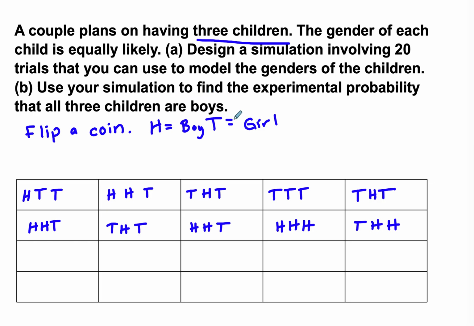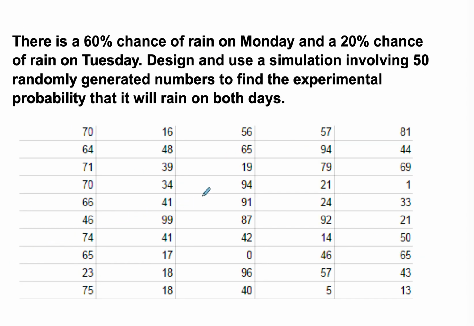Okay, all 3 children are boys. So I have 3 heads here, and that's it. So mine would be 1 out of 10, or 10%. Yours is going to be out of 20, however many times you got all 3 heads. So double check, make sure you have your probability written down, the number of times that you got all 3 heads out of 20.